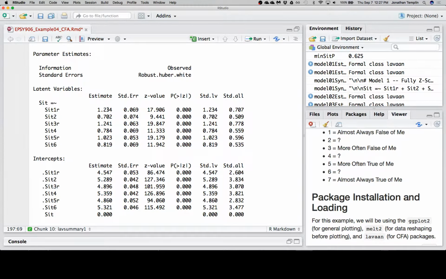I'll do this first one. It's a factor. I can understand being different, but it works just the same as regression. It says for every 1 unit increase in the factor, in this case f, or what we're calling sit, the variable, sit1r, goes up by 1.234 points. Mayumi.